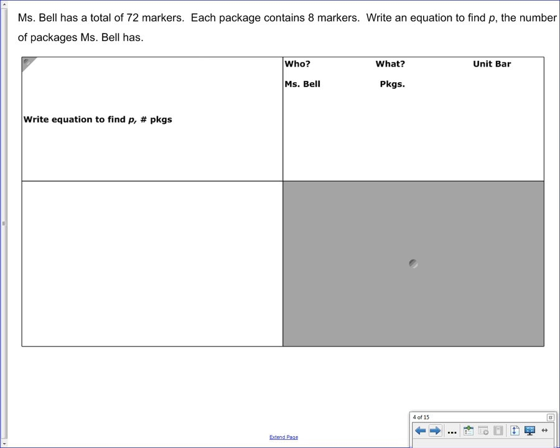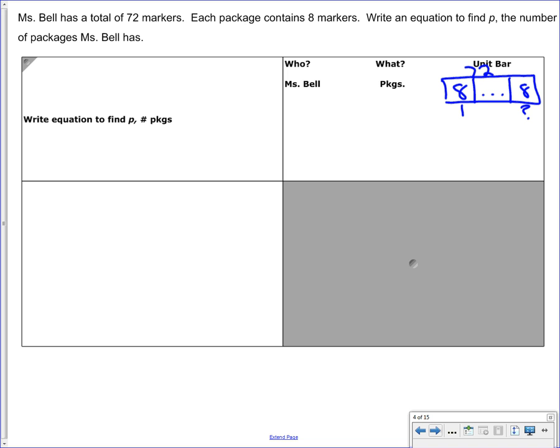We'll reread the problem to fill in our detail section. So who are we talking about? Ms. Bell. What does she have? Packages of markers. And draw a picture of it. So she has 72 markers. And we know there's at least one package with 8 in it. And those ellipses again, those 3 dots. We don't know how many packages there are of 8.